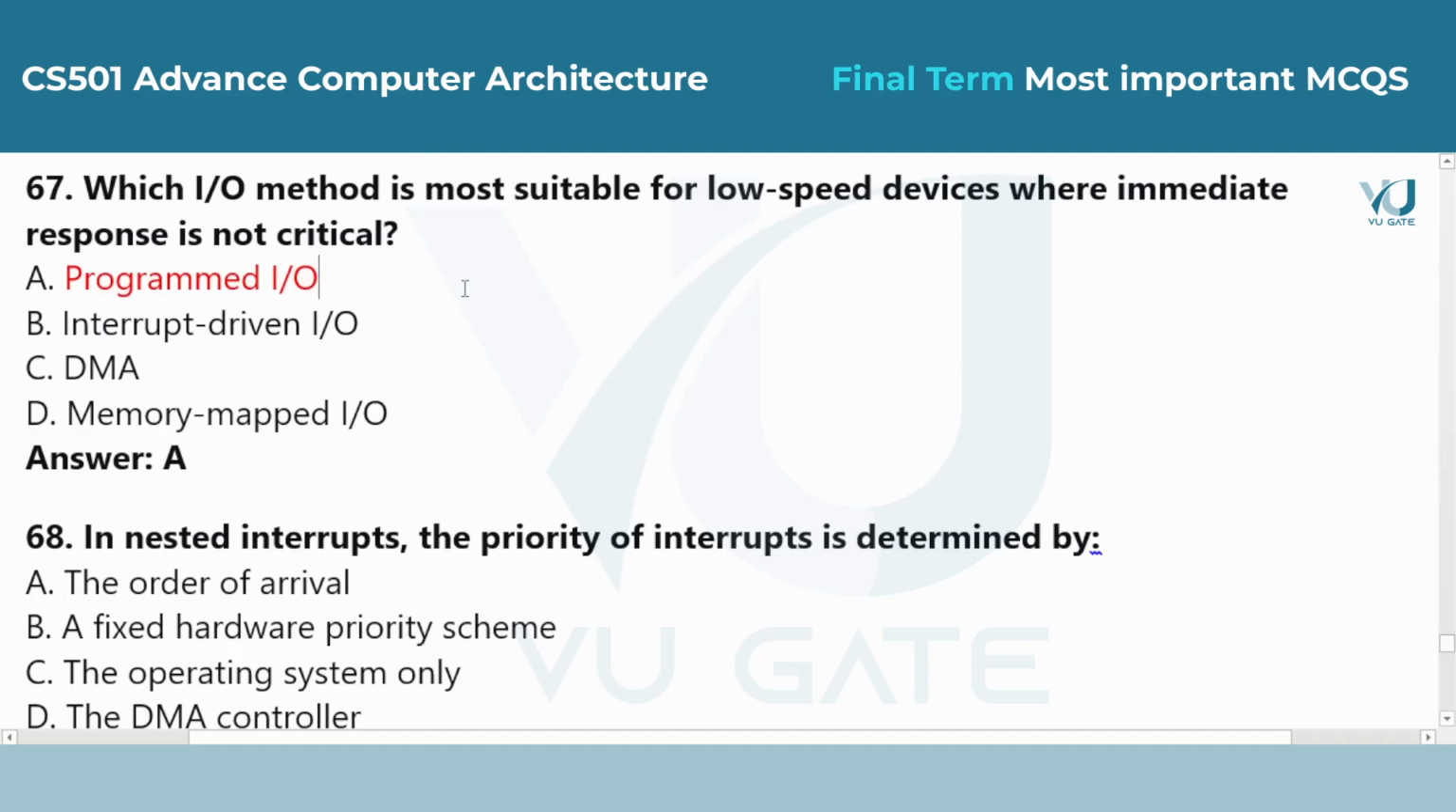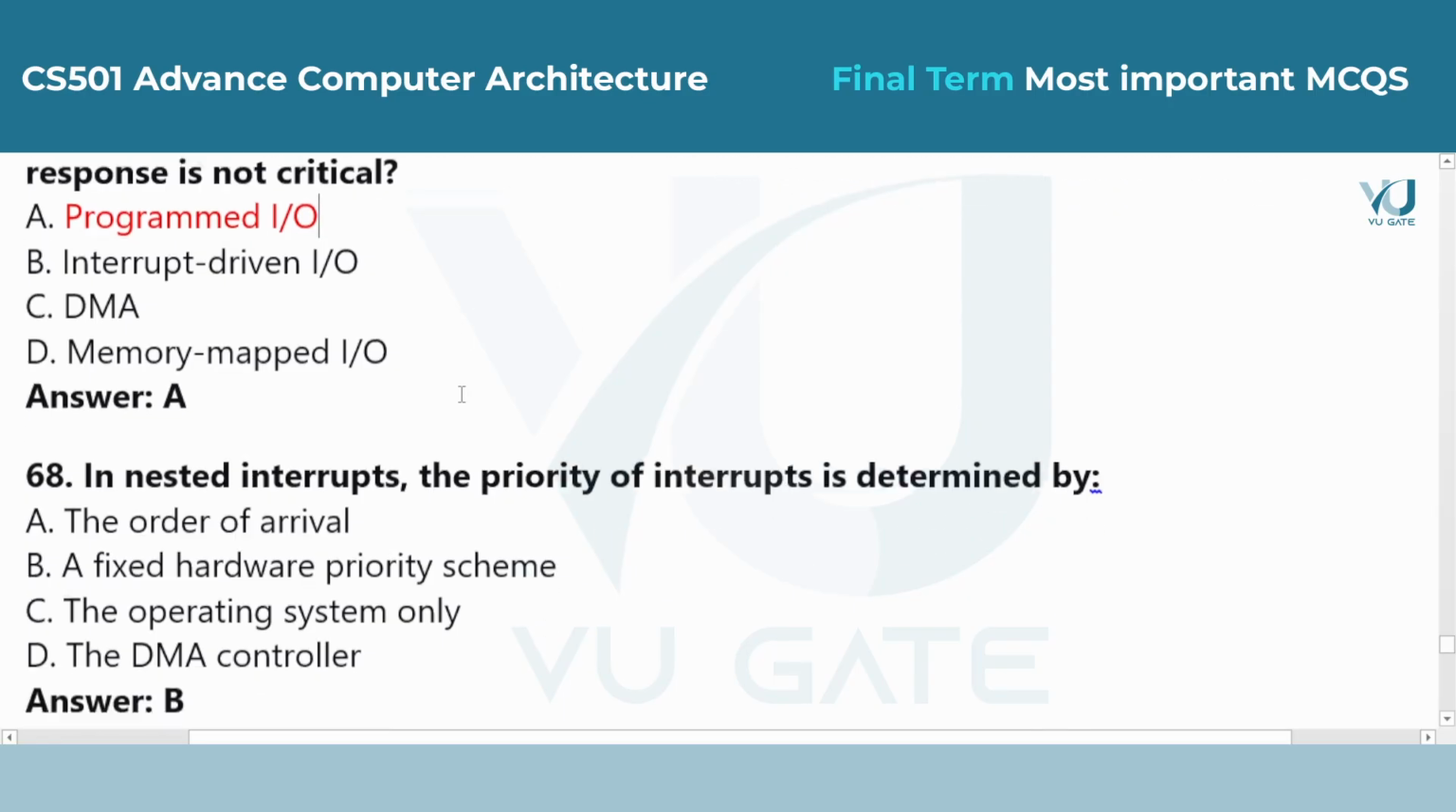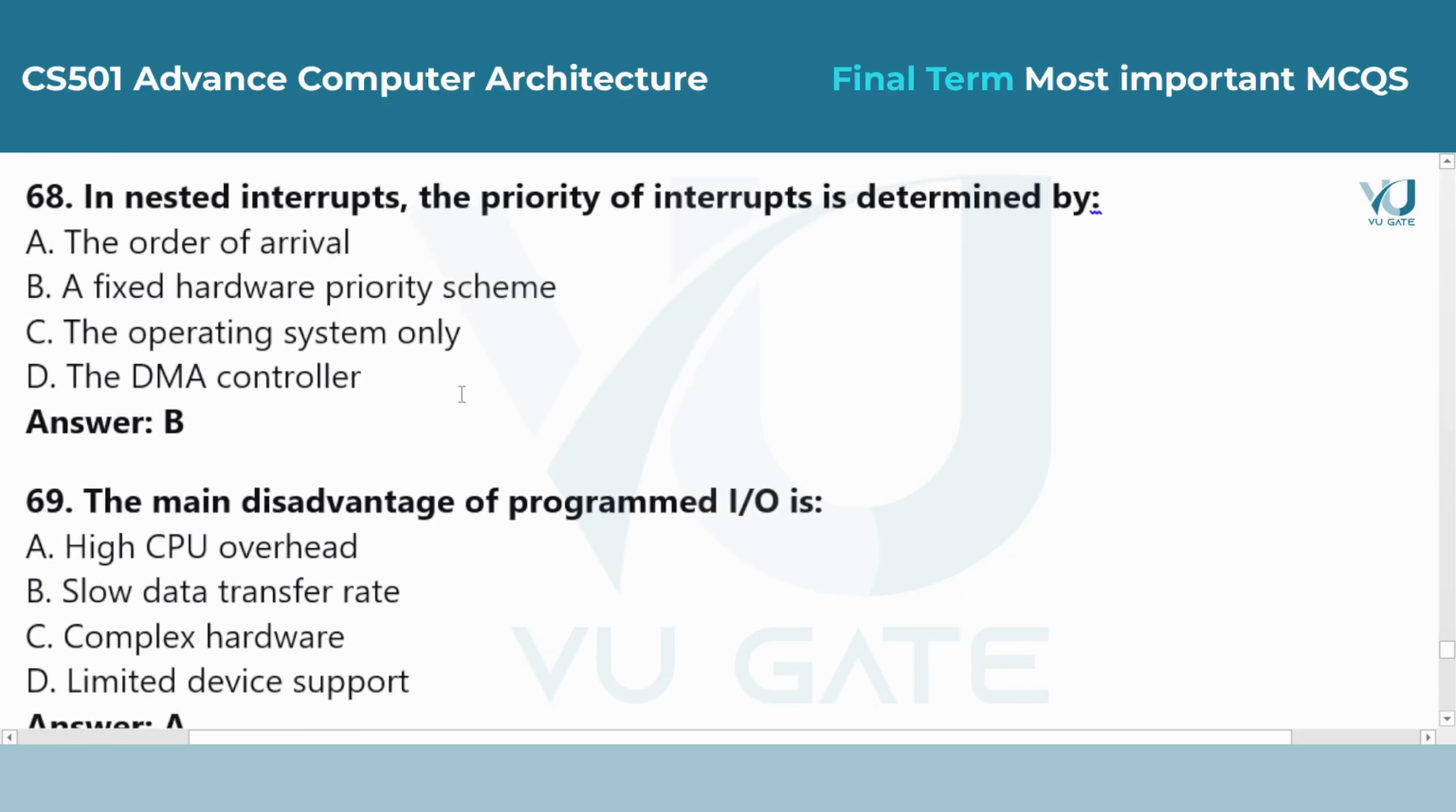67. Question: which I/O method is most suitable for low-speed devices where immediate response is not critical? Answer: A. Programmed I/O. Concept: it is simple to implement for devices like keyboards where the CPU can easily afford to wait.